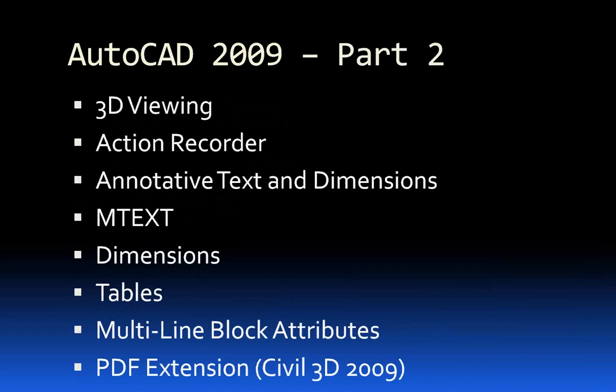We'll look at a functionality called the Action Recorder, which lets you create your own macros and play them back rather easily. We'll look at the annotative text and dimension functionality. We'll look at some of the new options for MText, new options for dimensions, some new options for tables. We'll also then look at what's called a multi-line block attribute. And if I can get that all done within an hour, we'll also look at the new PDF extension, which is only available in Civil 3D 2009.